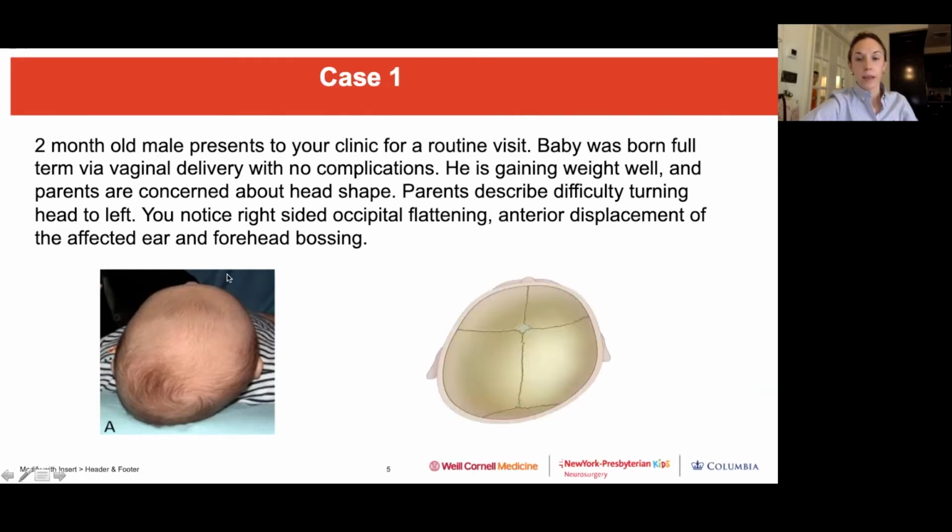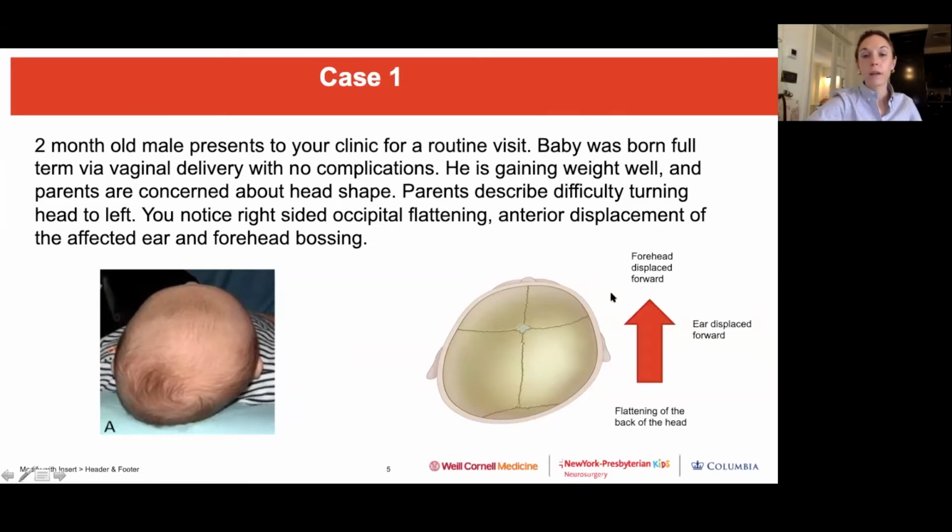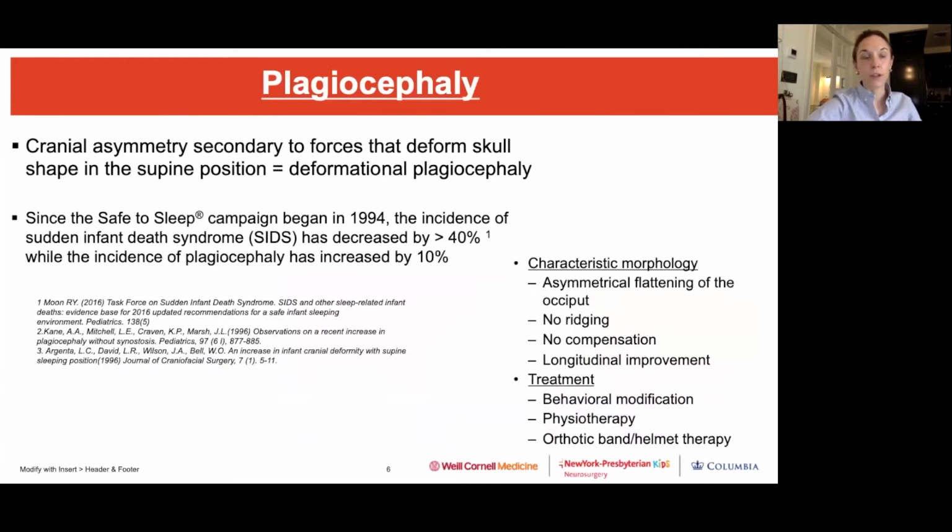This is what this would look like if we represented this schematically. Again, flatness along the back of the head, the anterior displacement of the ear called dystocia, and anterior displacement of the forehead. So this is plagiocephaly. This is the only benign entity. Everything else we're going to talk about today is surgical.